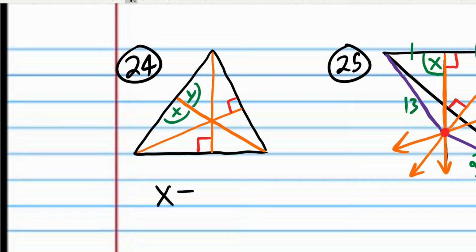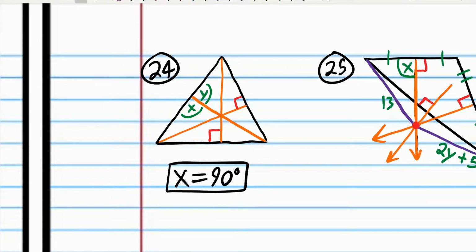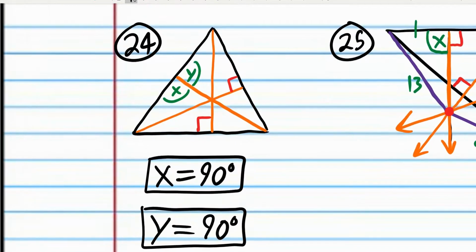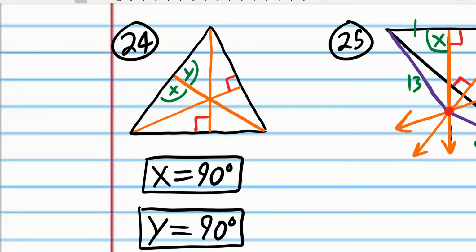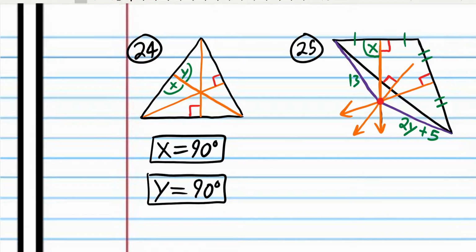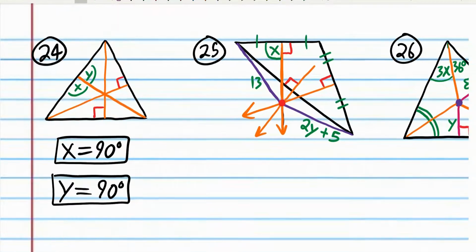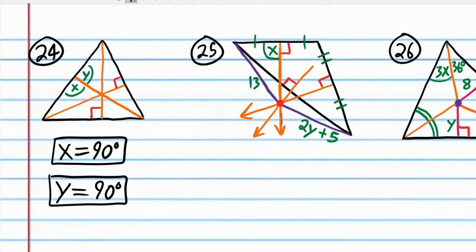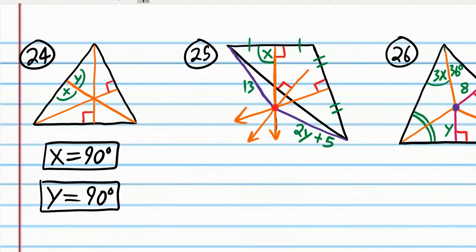So x is 90 degrees, and y is also 90 degrees. That's just the way altitudes always work. They're always at a 90-degree angle with the sides of the triangle that would be considered the bases. If this is the top of the vertex, or this is the top, or whatever altitude you're talking about. That's just how altitudes work. You don't really have to have much of a better understanding than that. You're just not required to have a better understanding of that for this particular material.